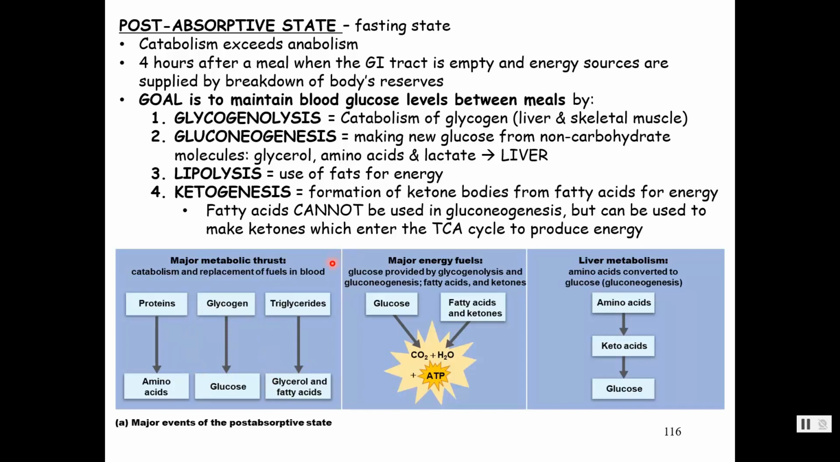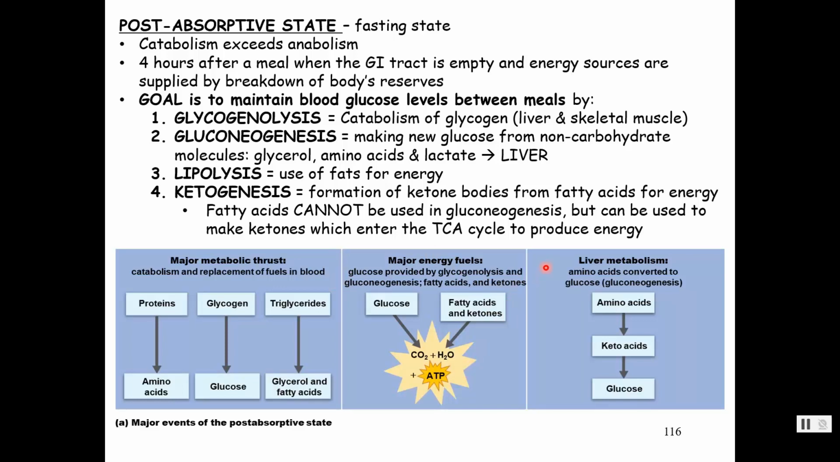The major fuels: glucose can be provided by glycogenolysis, so we're going to break down that glycogen storehouse and use that. Gluconeogenesis can occur, so the liver can make glucose from non-carbohydrate sources, and then we use fatty acids and ketones to make energy, so to make ATP.